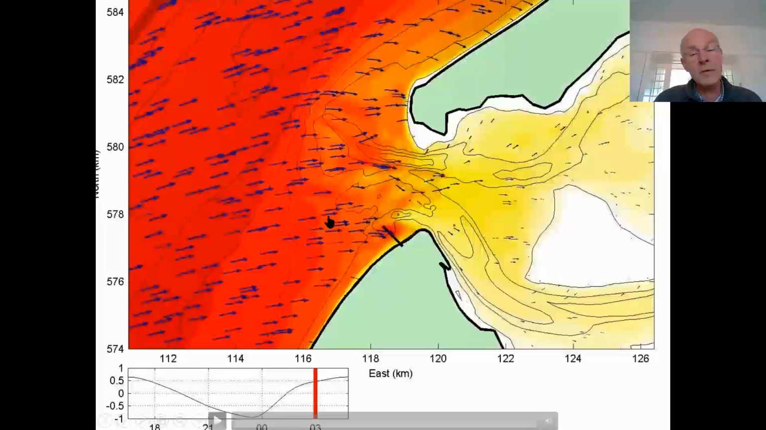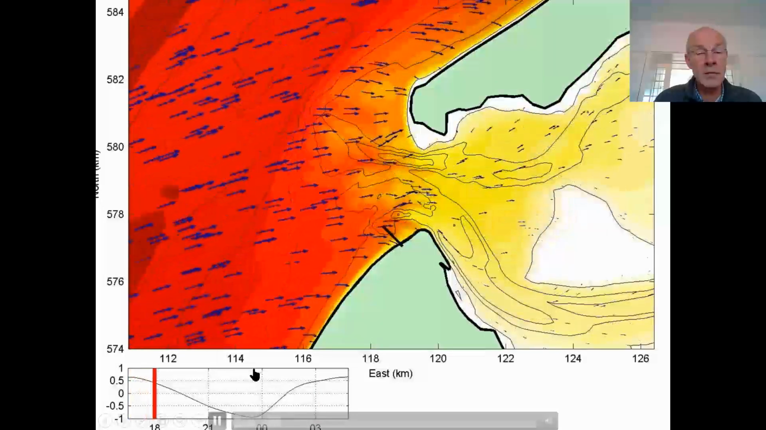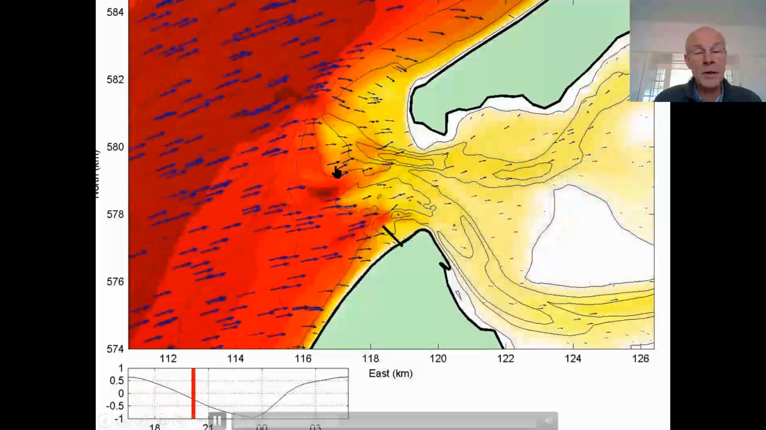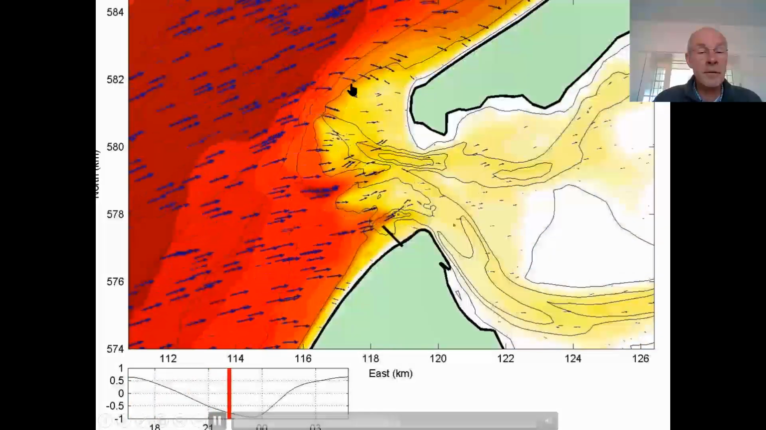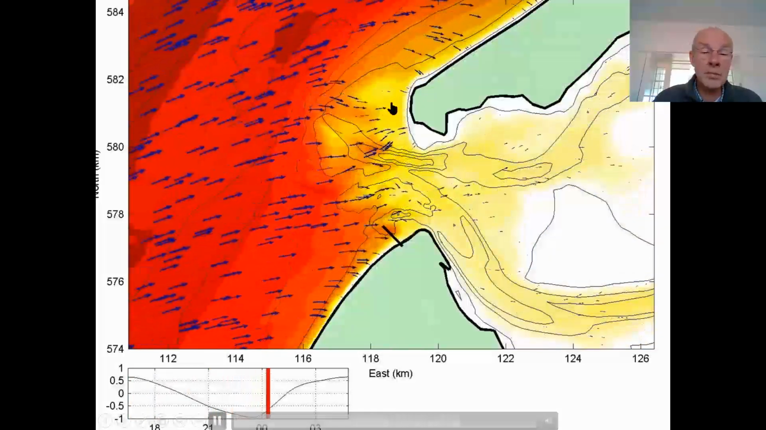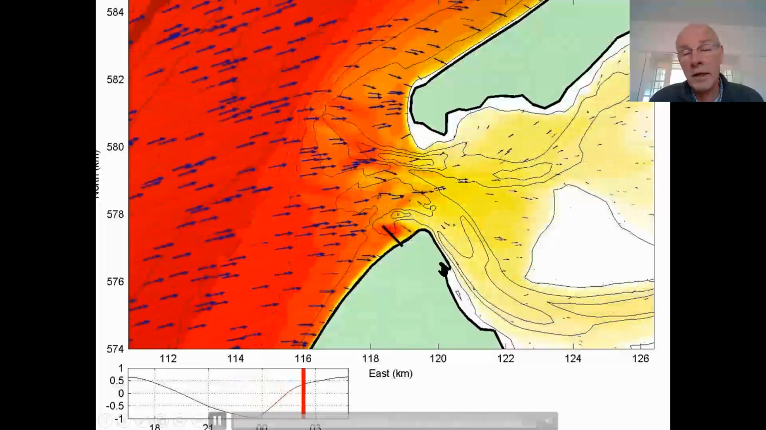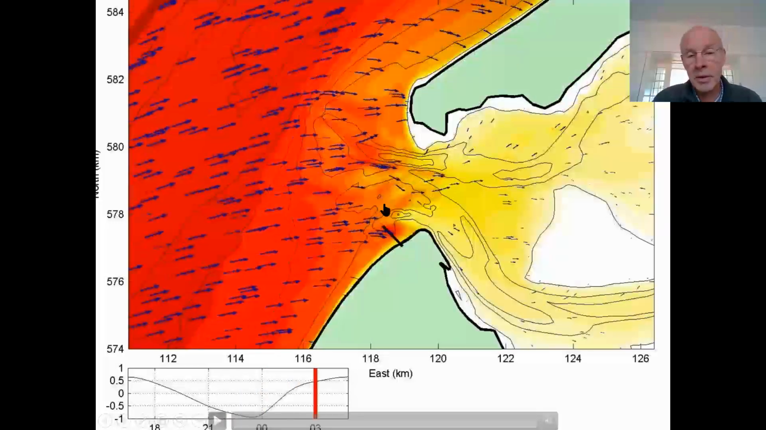During high water, you have much more propagation of waves than during low water. Let's play that again. So we're approaching low water now, and you see that the ebb shoals here dissipate a lot of the wave energy, but also the currents impact the propagation of the waves.